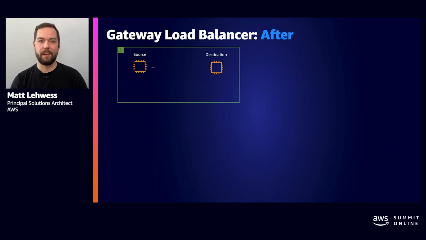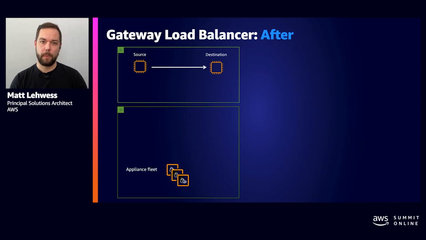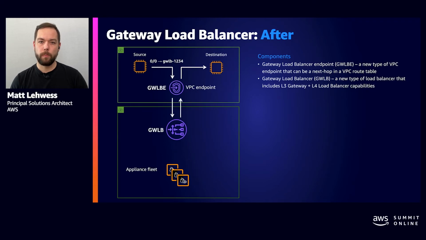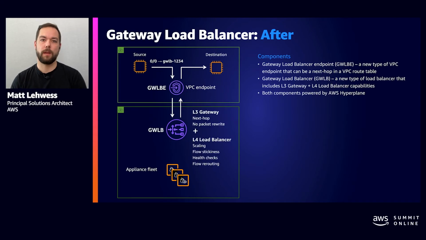Okay, let's talk about after. Now we have Gateway Load Balancer. What does it look like? Well, it's very similar to PrivateLink. So essentially what we're doing here is we've got a Gateway Load Balancer endpoint that we drop inside a VPC. And then we've got a Gateway Load Balancer that sits inside the services VPC. And it's very similar to how PrivateLink has the network load balancer inside the services VPC, or the service provider VPC.